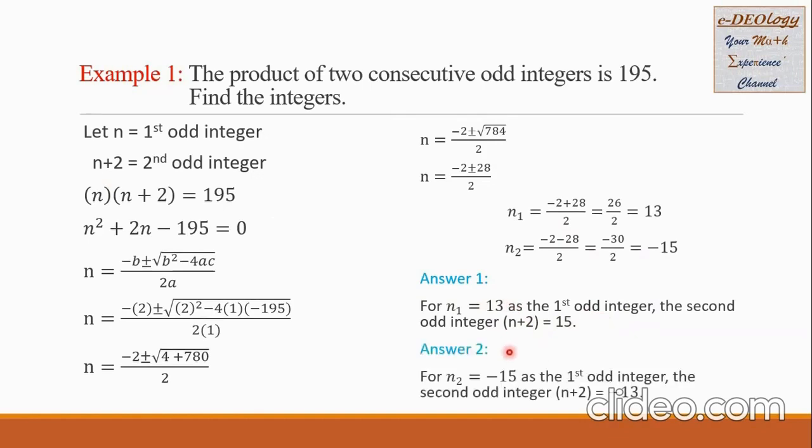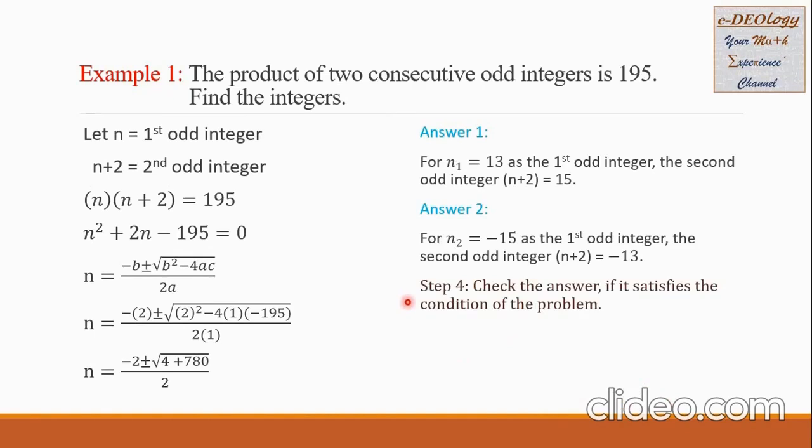For answer number 2, we will use the n sub 2. The value is negative 15. That is the first odd integer. So the second odd integer will be n plus 2, and that is negative 15 plus positive 2, that is equal to negative 13. So the second answer, the second pair is negative 15 and negative 13.